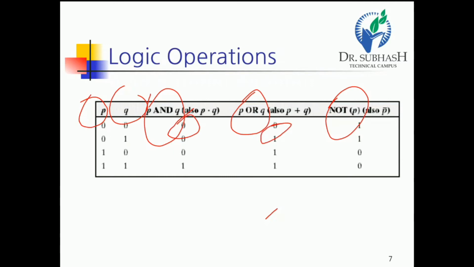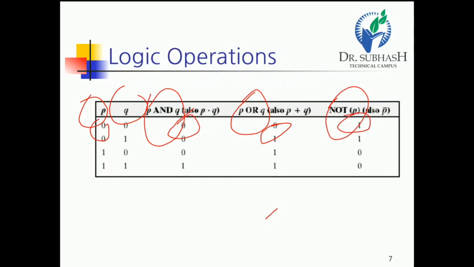And the third one is the NOT operation. NOT operation means the complement of any input. Here we apply a single input, so we can find the complement of p. Here the value of p is 0, so we are getting the complement result 1.